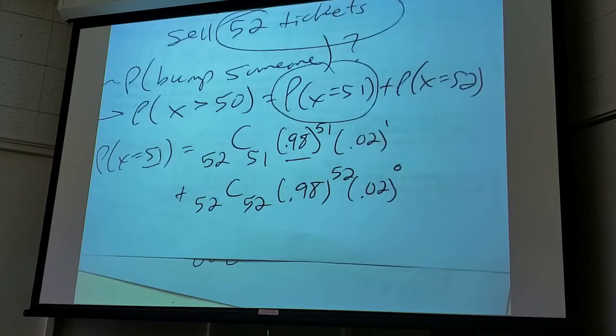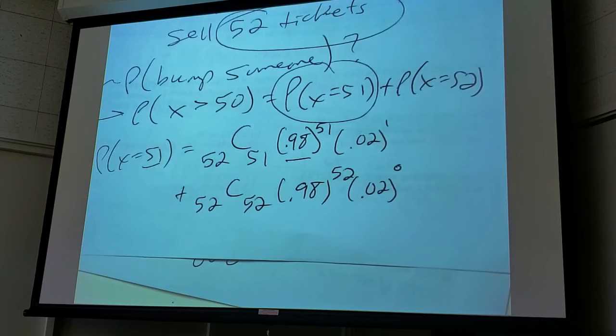So I got 52 choose 51. So I got 51 successes and I got 1 failure. Yeah, that's already a 37% chance. Man, my little airplane is gonna go under. Plus, so I end up with a 72% chance. Yeah, dude, kind of makes sense.